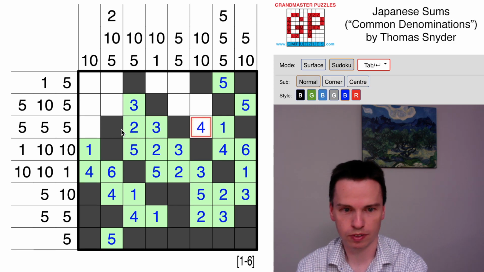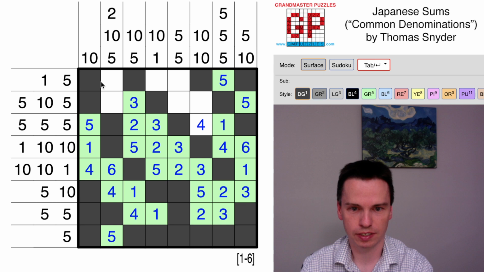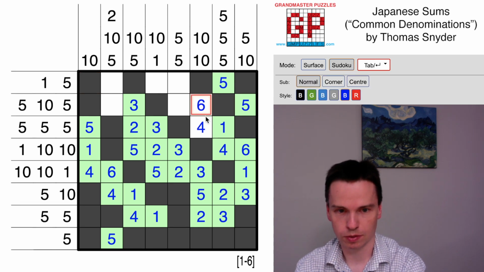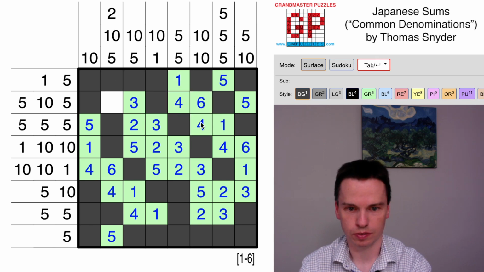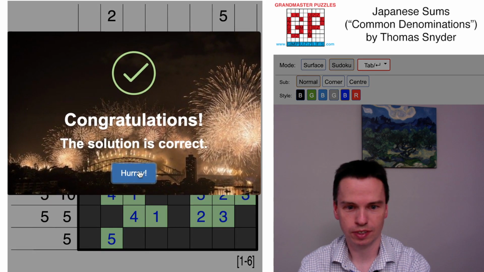This needs to be a 4, this needs to be a 5, that finishes the 10. This will need to be a 6 to work, which puts in this 4, which puts in this 1. And with all these clues fulfilled, except for a last digit 2, we're at the end of the puzzle.